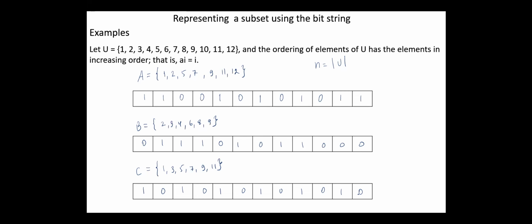Using the bit string method, it's very easy to perform different set operations like finding complement, union, intersection, and difference. However, it has the disadvantage of space complexity. If the universal set is large and we have many sets, then for representing each set, we need n bits.